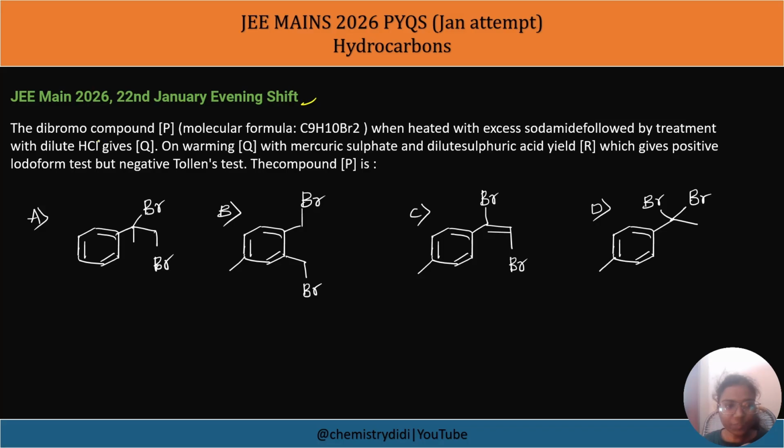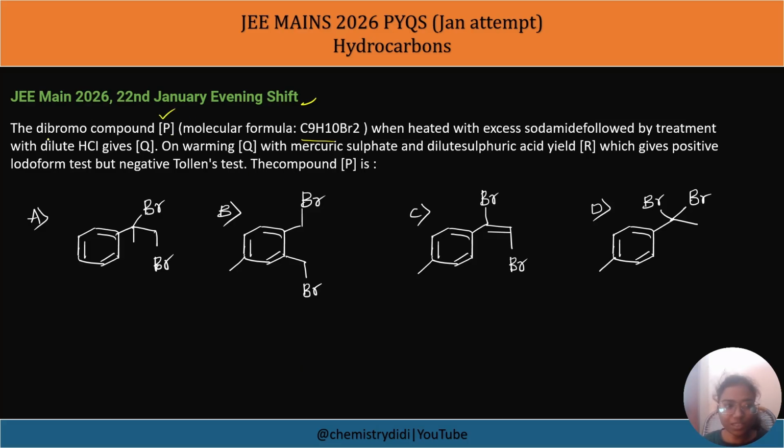Here they have given dibromo compound P. They have given the molecular formula also, C9H10Br2. Bromine, when heated with excess sodamide and it is followed by treatment with dilute HCl, gives Q. On warming Q with mercuric sulfate and dilute sulfuric acid yields R, which gives positive iodoform test but negative Tollens test. So we need to find out what this particular P is.